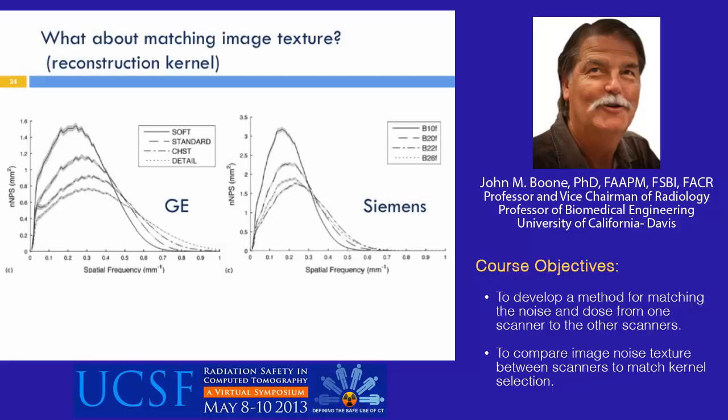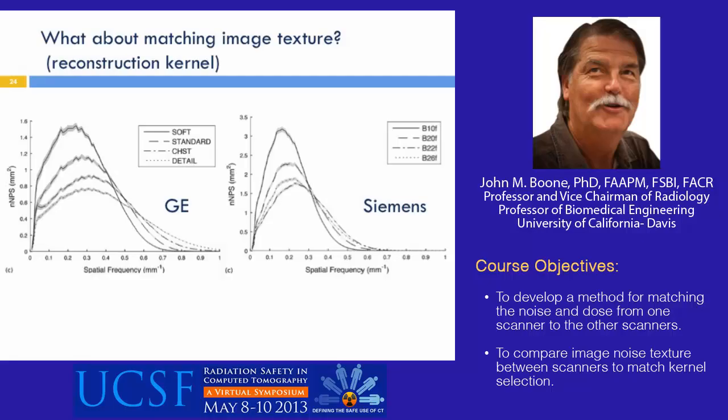So these investigators measured the noise power spectrum, as you see on this plot, which is a function of spatial frequency for a range of kernels on the GE scanner shown on the left, and on the Siemens scanner shown on the right. And they use different ways of naming their kernels, and you can see that in this plot. This is slide 24.